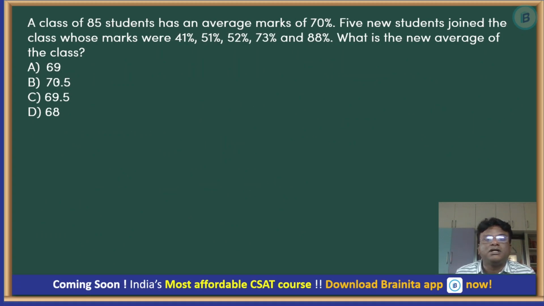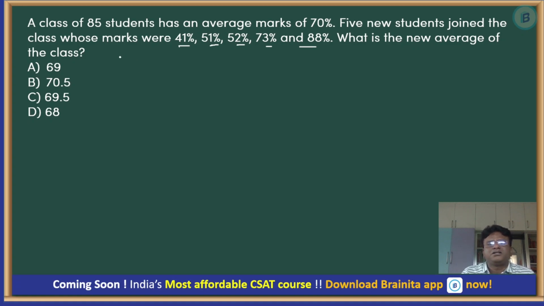I'm going to solve the next one again with two different methods, one straightforward, one with the contribution of average. A class of 85 students has an average marks of 70%. 5 new students join the class whose marks are 41, 51, 52, 73 and 88%. What is the new average of the class?